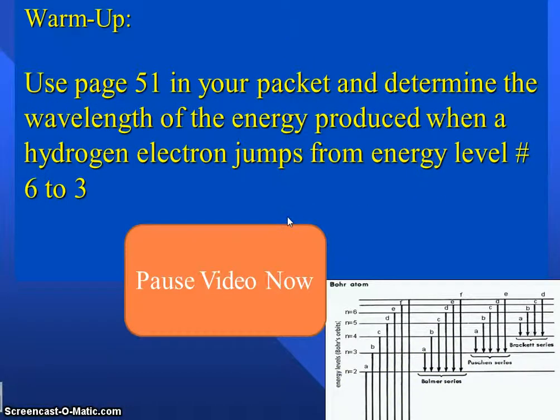So I'd like you to pause the video now and look at your page 51 and write down the wavelength of the energy given off when an electron jumps from level 6 down to level 3. And you can start the video once you have your answer written down. So write it down now.